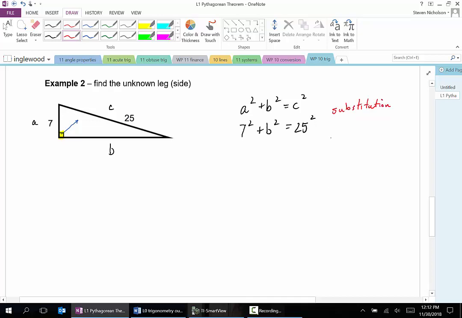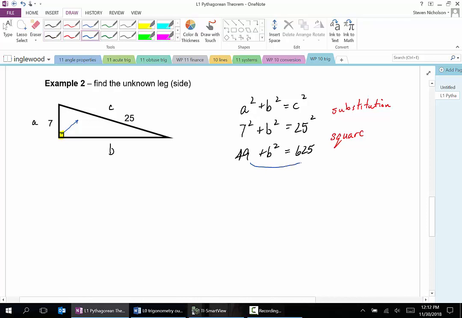So what I did, just like the example, we made our substitution. Now, our second step is we're going to square the numbers. So we're going to go ahead and do that. And 7 squared is 49. And again, we can use our calculator if we're not sure. And 25 squared is 625. Now, this problem right here is a little bit different. But here's always what we're going to do.